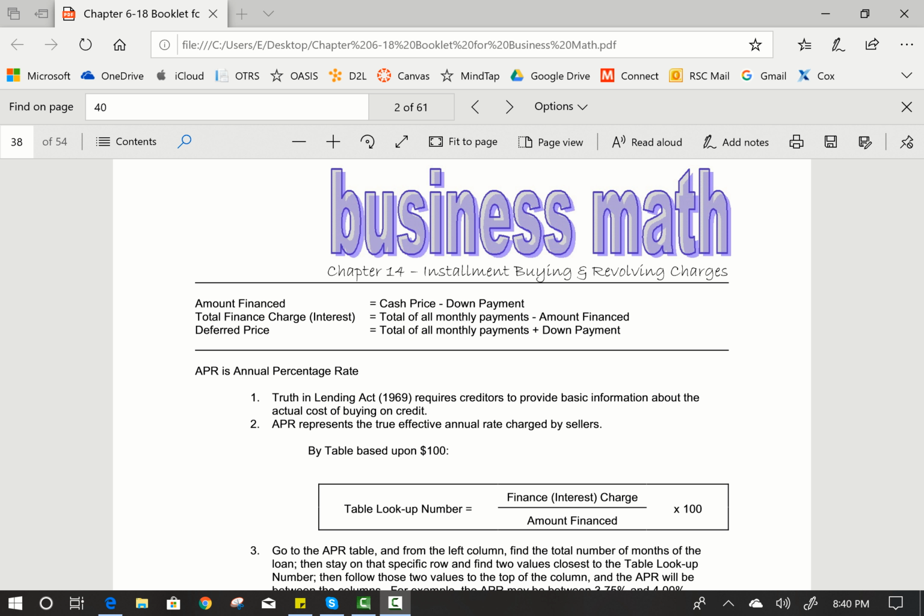The total finance charge is the interest that you pay, which is equal to the total of all your monthly payments less your amount financed. Keep in mind that the total of all of your monthly payments does include both the principal and interest. So if you subtract out the principal, the amount that you financed, then the difference will be the interest. And then the deferred price, how much you really pay for an item, is the total of all your monthly payments, which is your principal plus your interest, plus any down payments that you make. So those three words will be used repeatedly throughout the chapter.